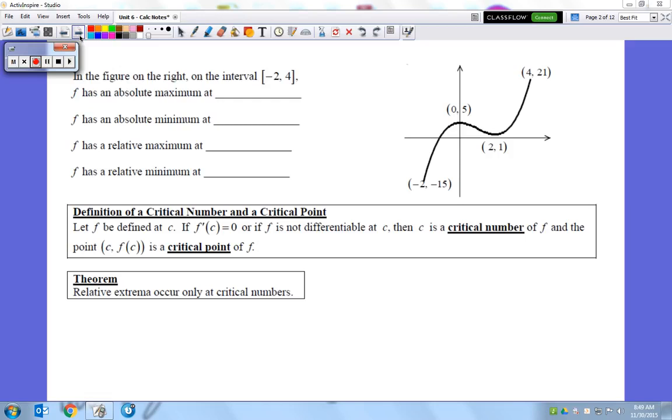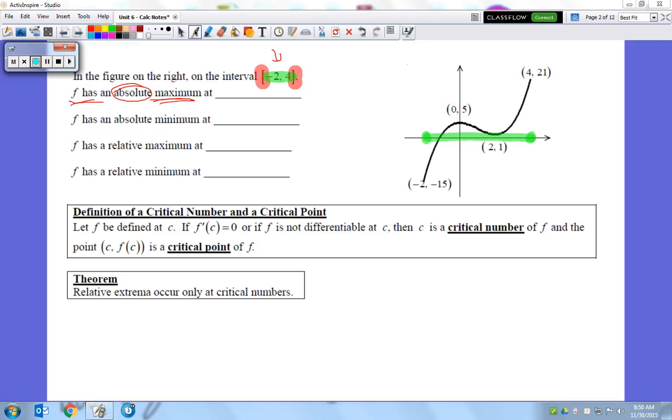So let's try to break it down and see picture-wise what we're talking about. In the figure on the right, on the closed interval, so already we're looking at a closed interval, from -2 to 4, these are x values. Let me highlight it with a different color. It's saying from -2, which is about right here, all the way to 4, we're evaluating this closed interval. f has an absolute maximum where?